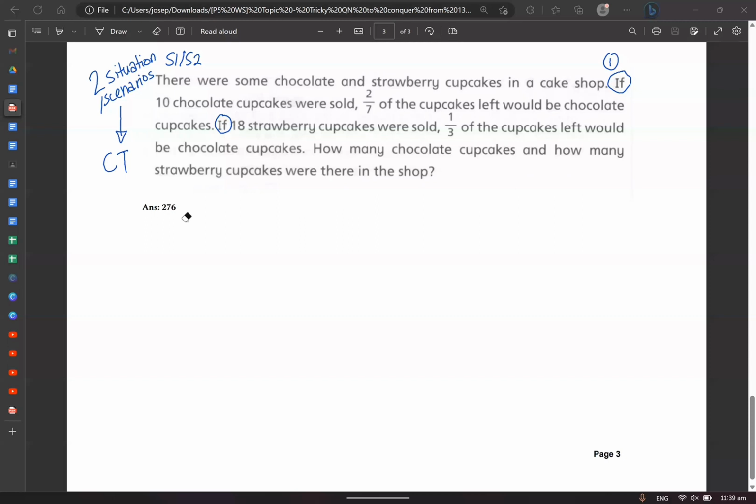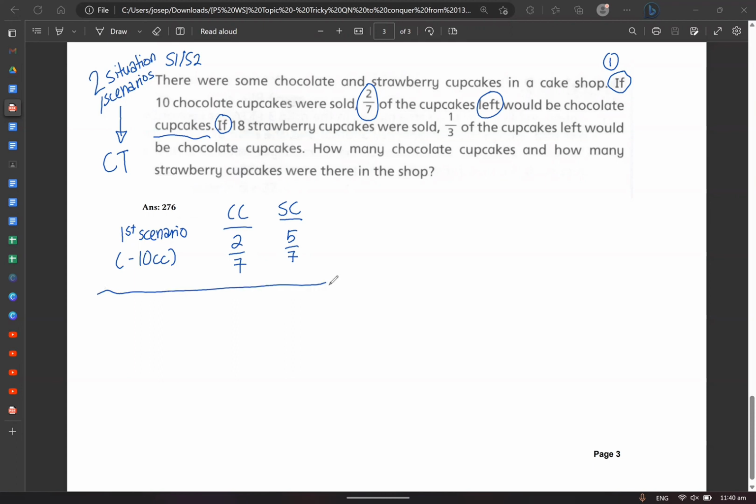So in the first scenario, we are going to write down the first scenario over here. What happens? 10 chocolate cupcakes were sold, right? And then they say 2/7 of the cupcakes left would be chocolate cupcakes. Agree? So chocolate will be 2/7. Strawberry cupcakes will be 5/7, the hidden information. Once I'm done with this, I draw a line and go on to the second scenario.